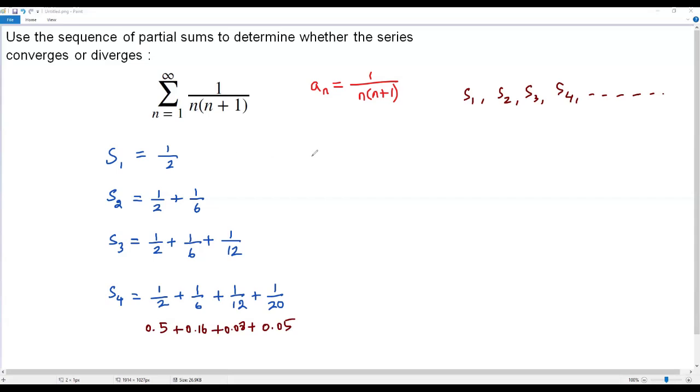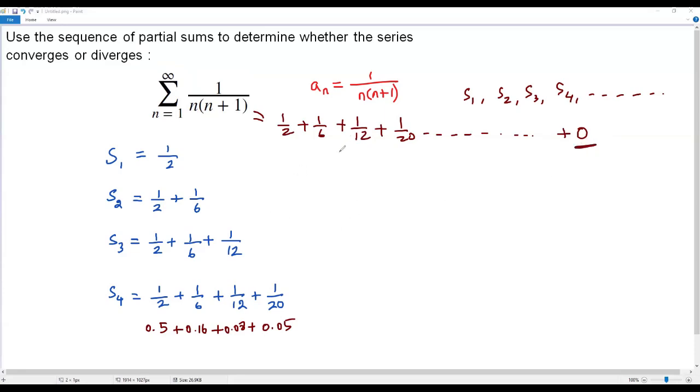For example, if I add all the terms in this infinite series, I'll be getting 1 over 2, 1 over 6, 1 over 12, 1 over 20, and in this way it will keep going. That is, I am adding an infinite number of terms in the given series. So definitely the last term will be 0. Even for the fourth partial sum, the last term is 0.05, very close to 0. The question clearly says that we have to take n equal to 1 to infinity, so I consider an infinite number of terms. When I do so, the value of the last term will be 0.